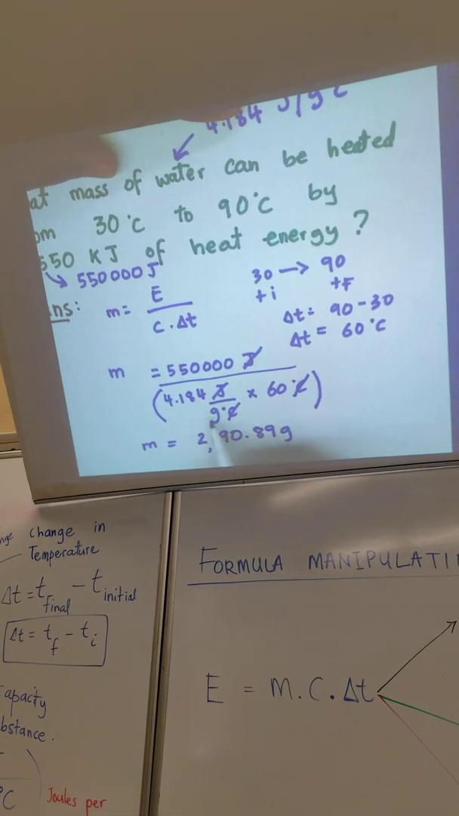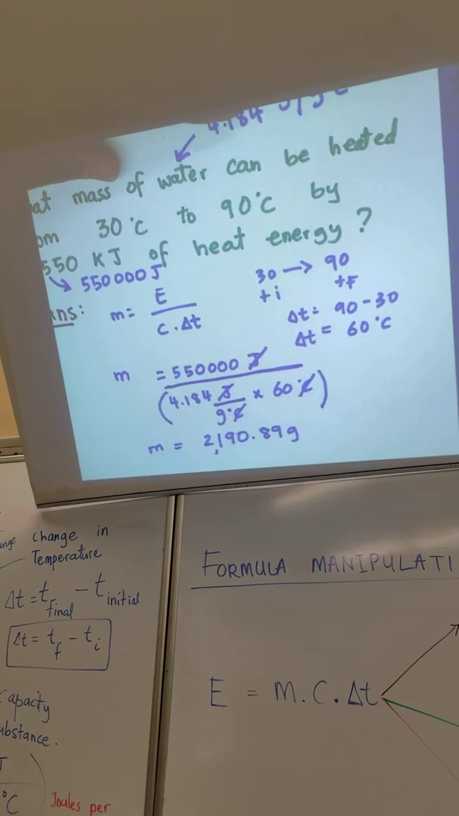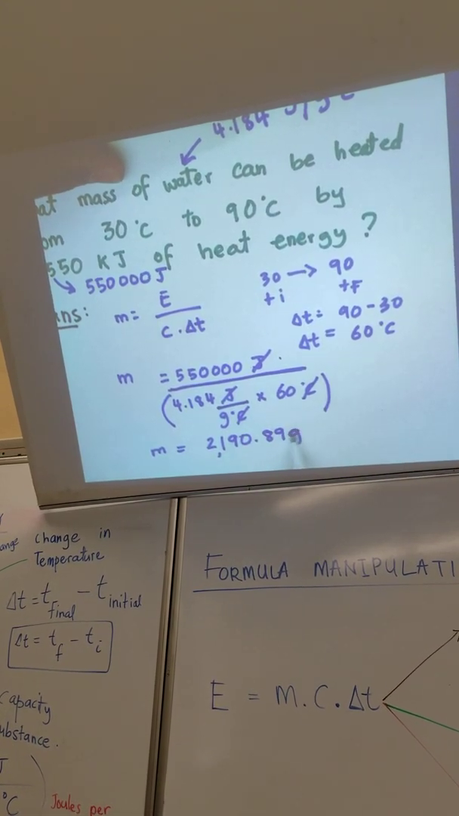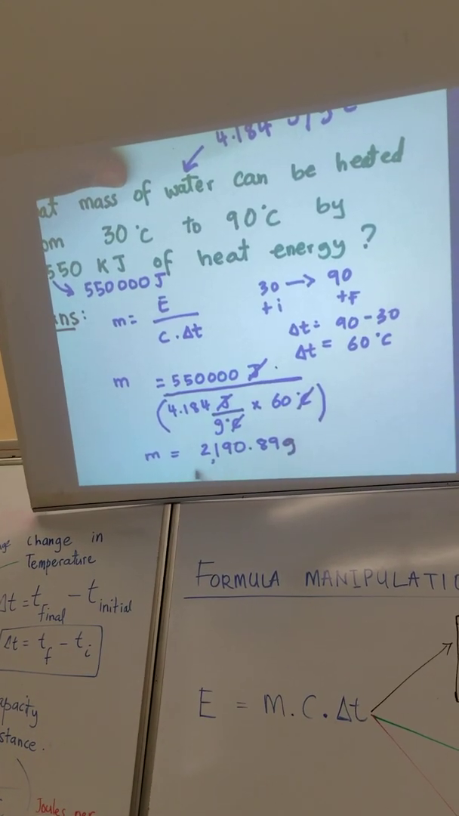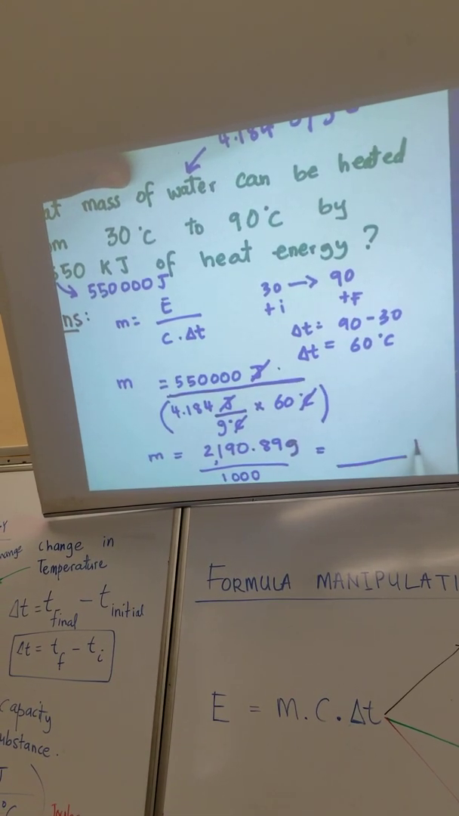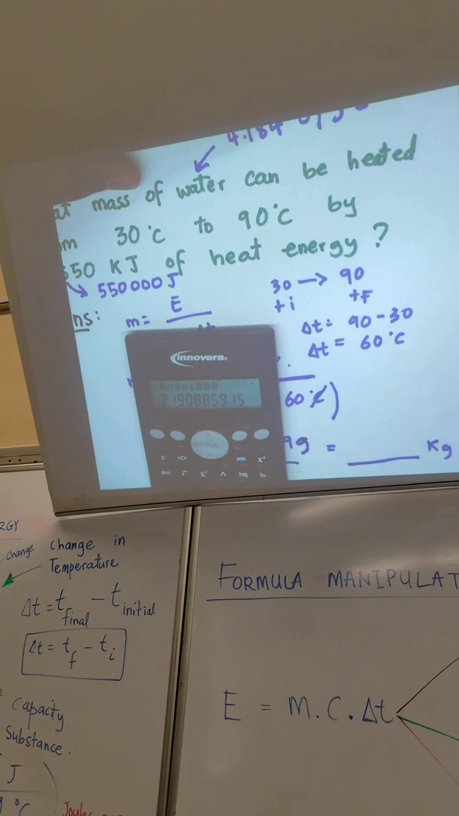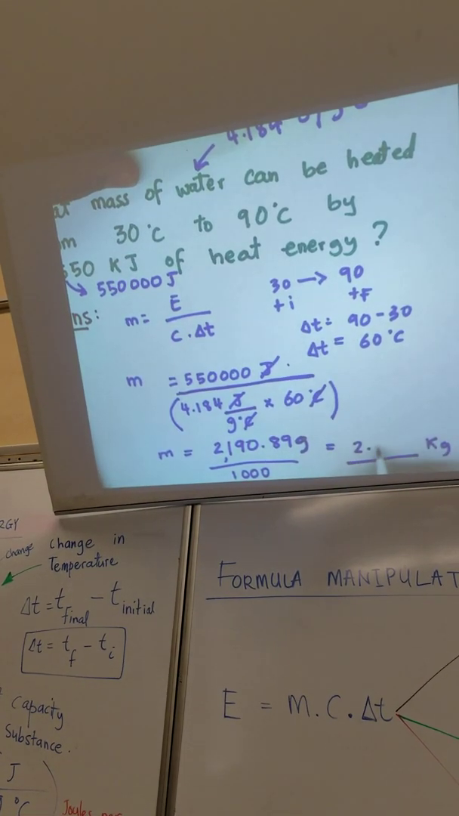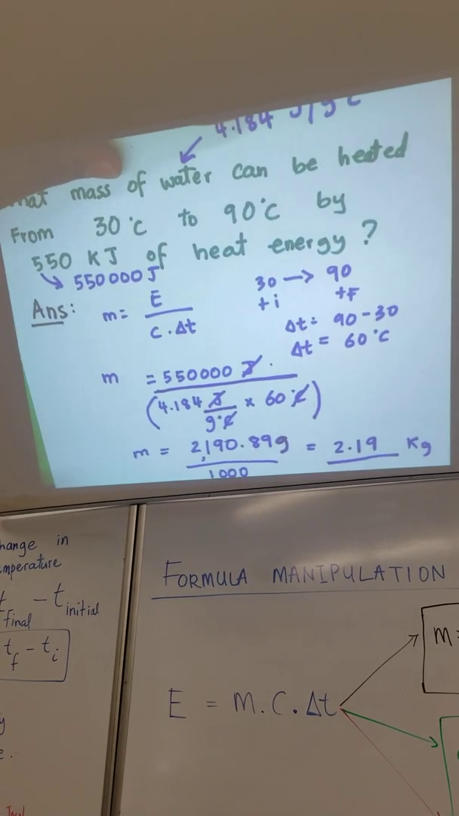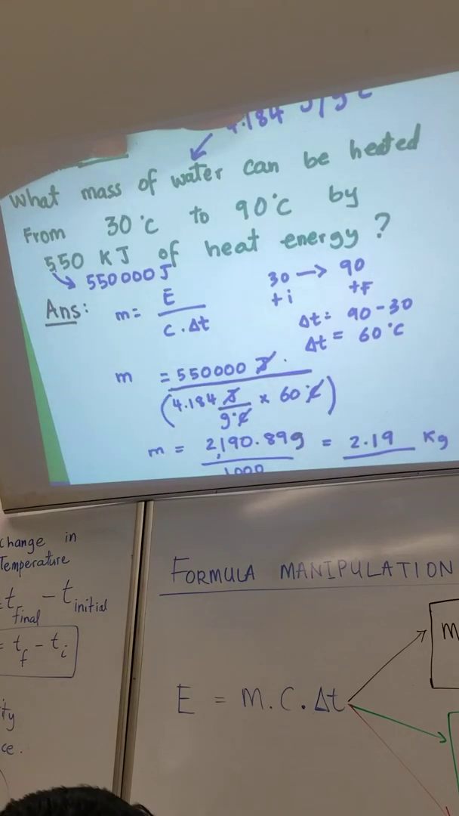So this unit gram is in the denominator position twice, once there and second time here. If any unit goes into the denominator position twice, it automatically jumps up on the top here. That's where it goes, grams. Now we can divide this value by 1000, and for simplicity's sake get our answer in kilograms. So whatever answer we got, we have to divide it by 1000. Then that's what I get, 2.19 kilograms. So 2.19 kilograms of water can be used to heat up from 30 to 90 degrees Celsius with the specific amount of 550 kilojoules.